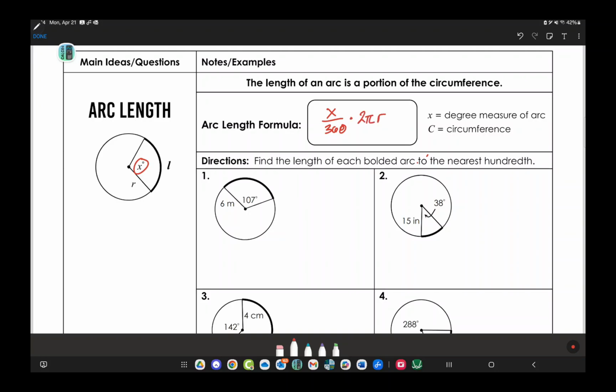Now, you can reduce this. That's how fractions work. The 360 and the 2 can cancel out and give you another formula, which is x over 180 times pi r. Or you can write it as x pi r over 180. That's also fine. So many ways to write this.